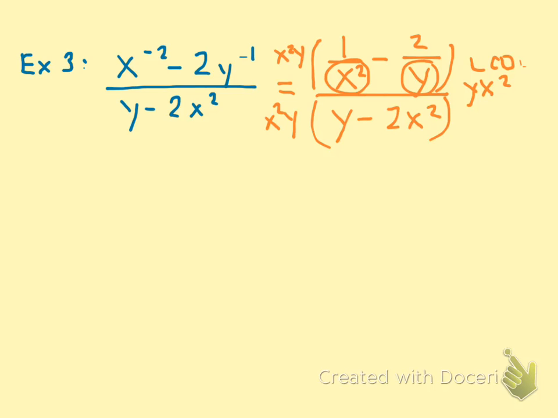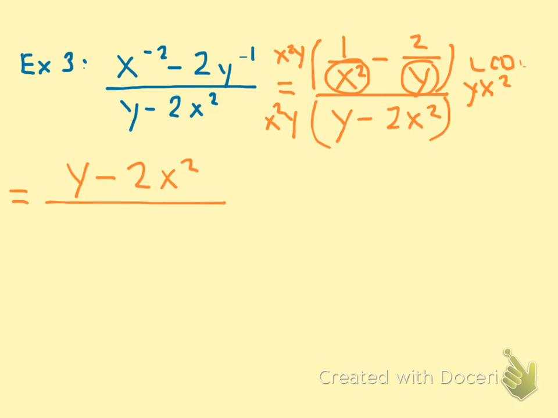Okay? So let's take a look at what happens here. In my numerator, I have a little bit more space here. In my numerator, x squared over x squared cancel. That leaves me with y minus. When I multiply x squared y by the second fraction, the y's will cancel. I will have 2x squared.